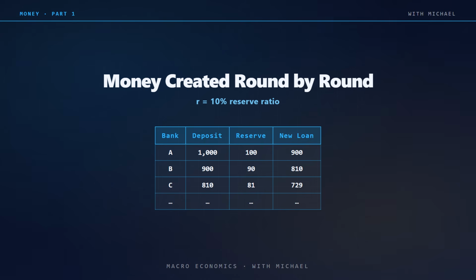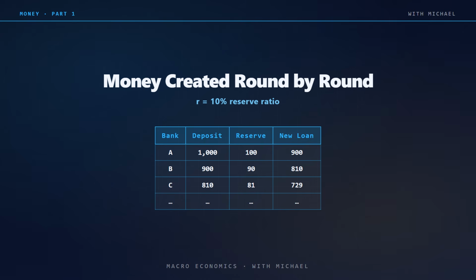Bank B's balance sheet now shows 900 in deposits as a liability, 90 in required reserves, and 810 lent out to a new borrower. That borrower spends the 810, the recipient deposits it into Bank C, and Bank C records 810 in deposits, 81 in reserves, 729 in new loans. The chain continues.